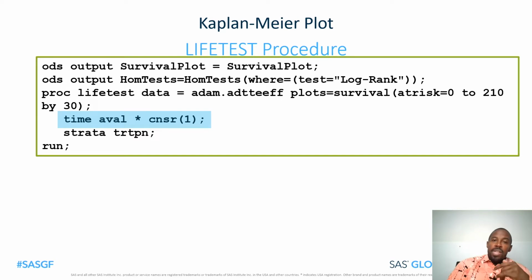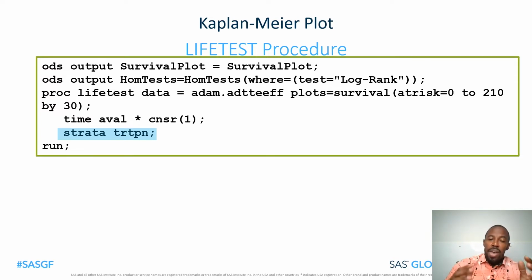This statement, time AVAL by CNSR, is used to indicate the survival time and to indicate if any time points were censored. In this example, a value of 1 within the CNSR variable indicates that the time point is censored. We use the strata TRTPN statement because we want to produce a KM curve for each of the treatments, and there are 3 treatments in the study, so we want to do a KM curve for each of the 3 treatments.